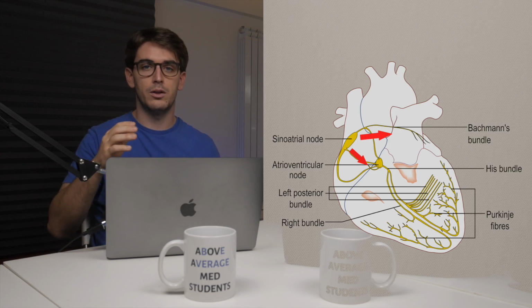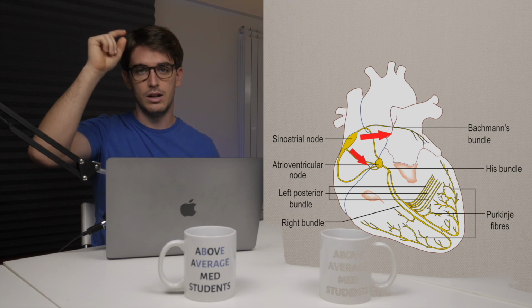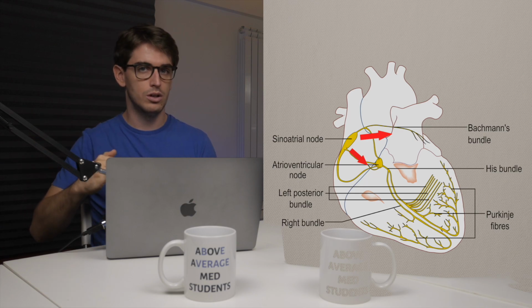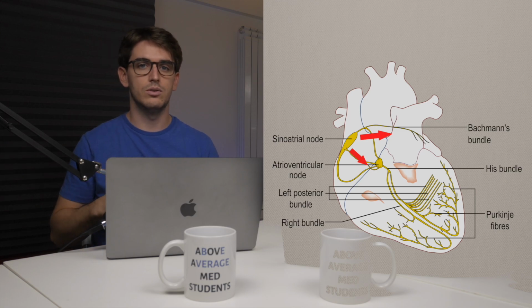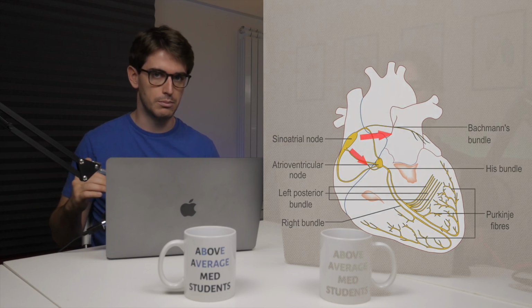The internodal pathway, instead, will run from the SA node to the AV node, which is the second portion of the electrical conduction system, which is found in proximity of the atrioventricular septum. Of note, the impulse will take about 30 milliseconds to travel from the SA node to the AV node.